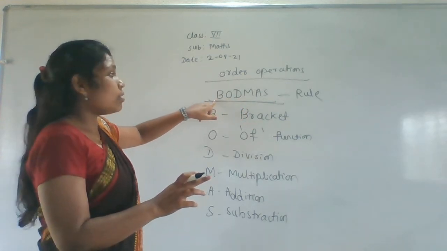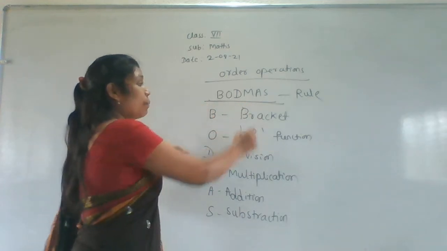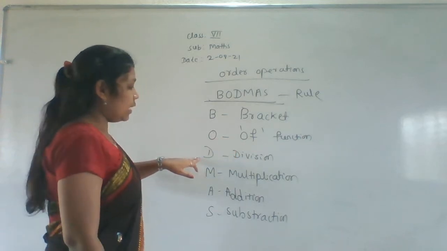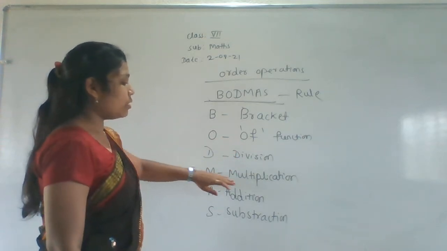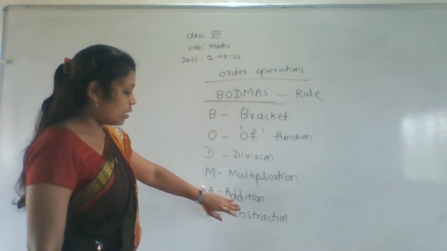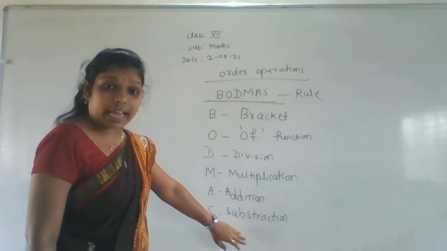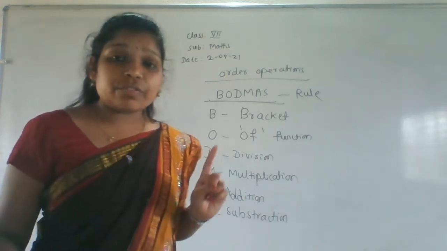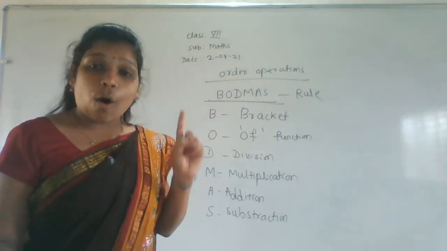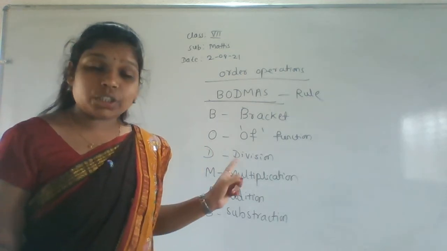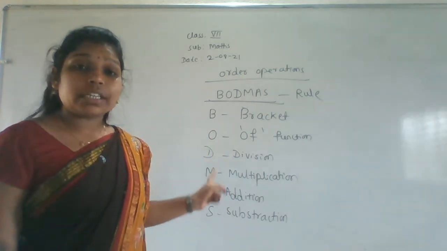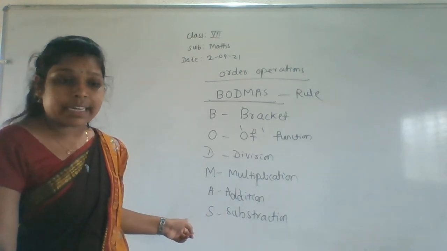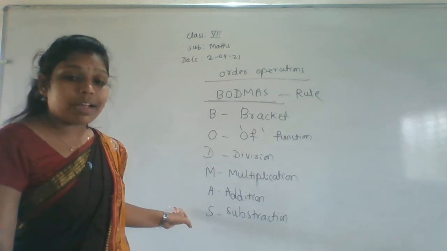So what does B mean here? B means bracket. O means of function. D means division. M means multiplication. A means addition. S means subtraction. Getting everyone? What is the BODMAS long form here? B for brackets, O for of function, D for division, M for multiplication, A for addition, S for subtraction. So this is the BODMAS rule.